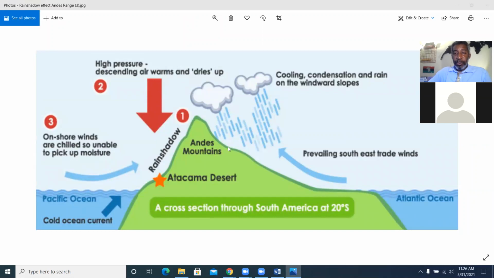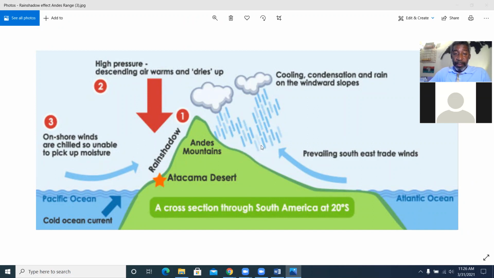That air is forced upward as it climbs over the mountains, and as it's forced upward, it gets cooler, condensation takes place, and then, of course, we see clouds forming and rain on the windward side of the mountain where Iquitos, Peru is. So that's why Iquitos gets a lot of rain.